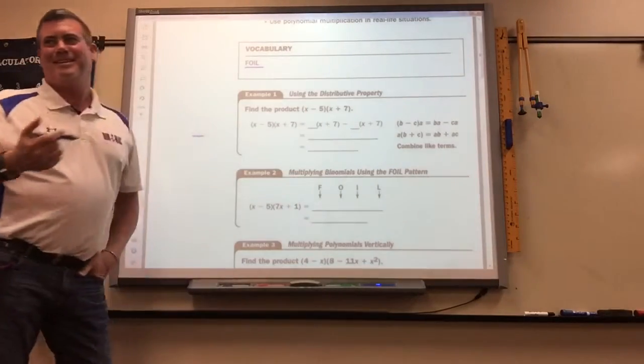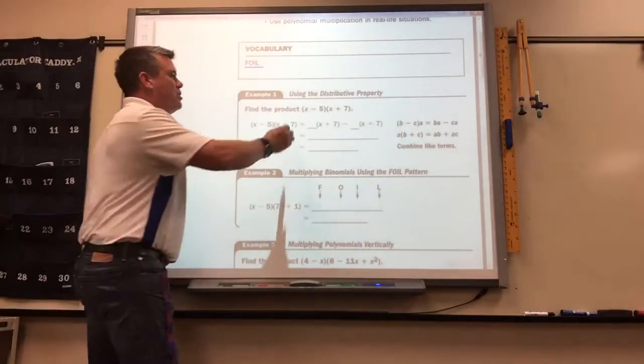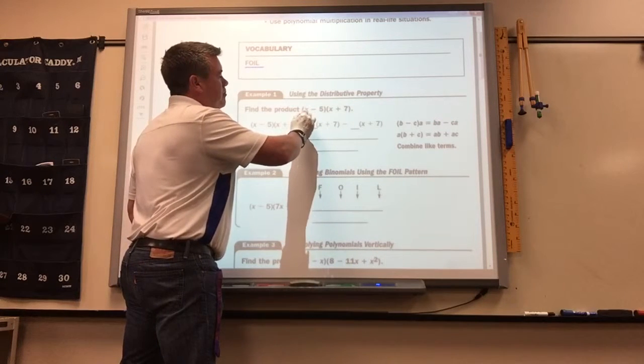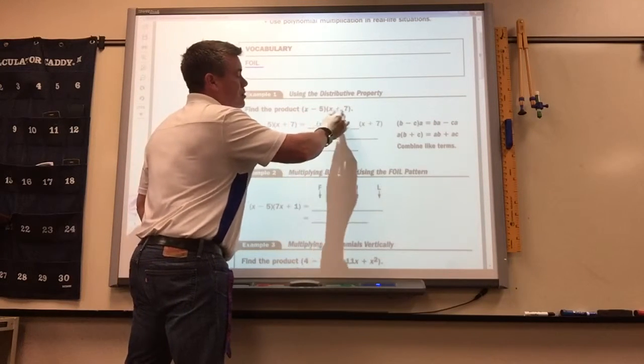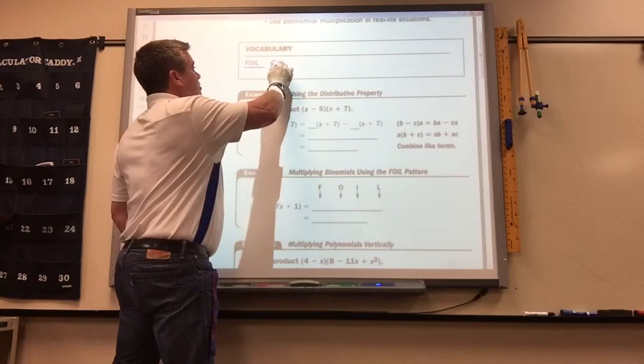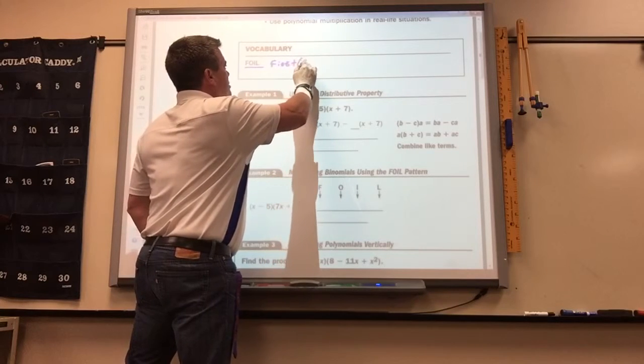So, the reason why it's FOIL is because when you take this times both of those, you're taking the first term of this times the first term of this. So that's where they get the first times first.